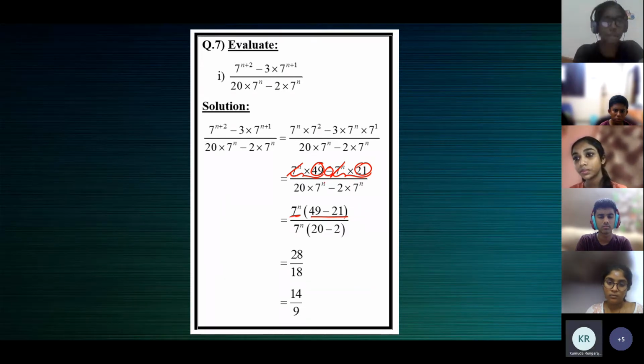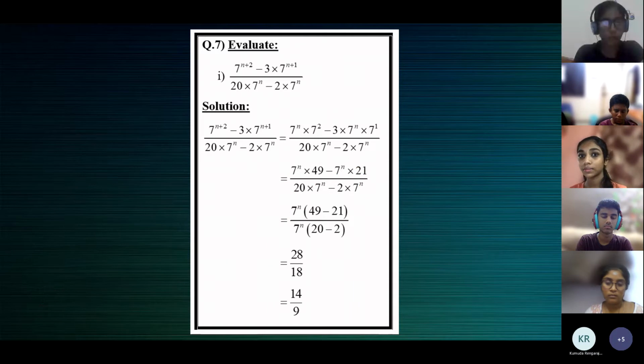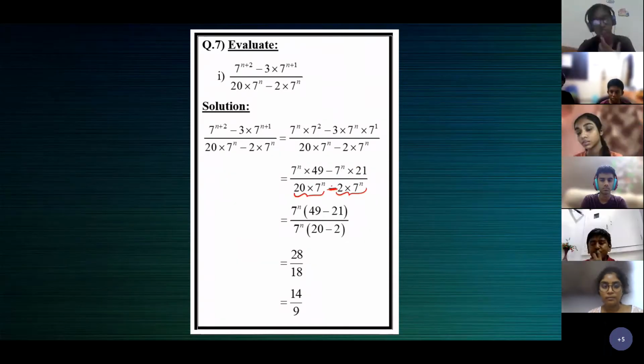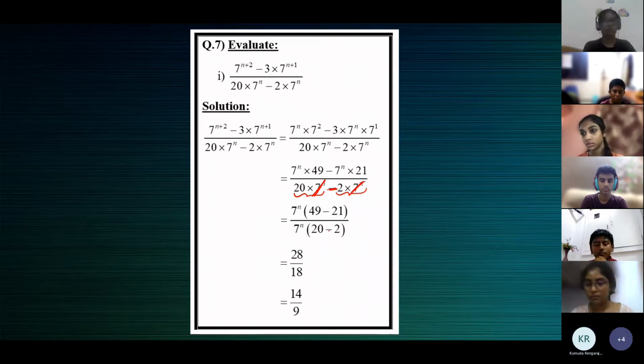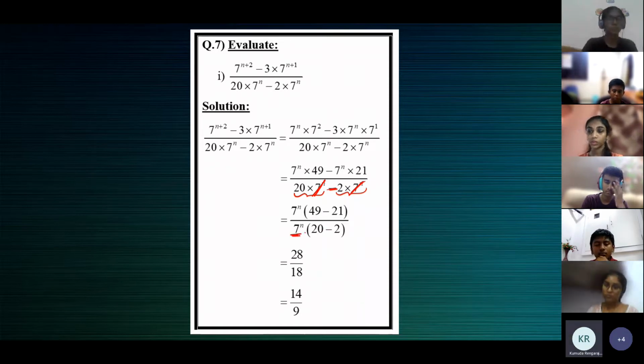Similarly, in the denominator, 7 to the power n is common between this one and this one. Between this and this, minus is the separator. 7 to the power n is common. You cannot cancel it. I'm not cancelling it. I'm just showing you that 7 to the power n is common. So 7 to the power n. In the bracket, you will get 20 minus 2.